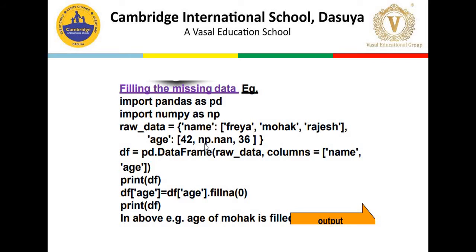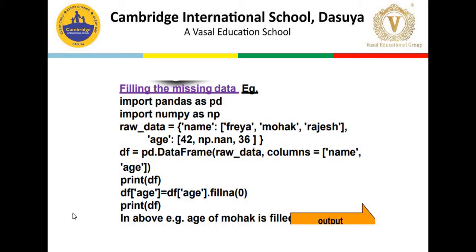We don't have the exact age of this very student. So that is basically NaN, not a number. So this is a missing value. Now how to deal with this missing value? In the pandas library, we have a function named fillna. What this fillna will do is replace this missing value with a 0 value. So we'll see practically how this missing value is handled.